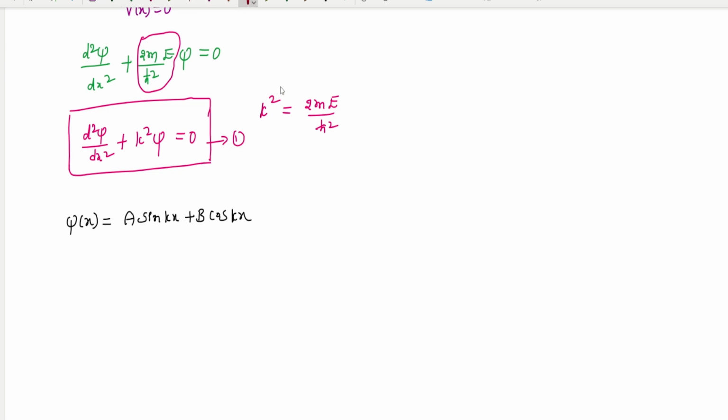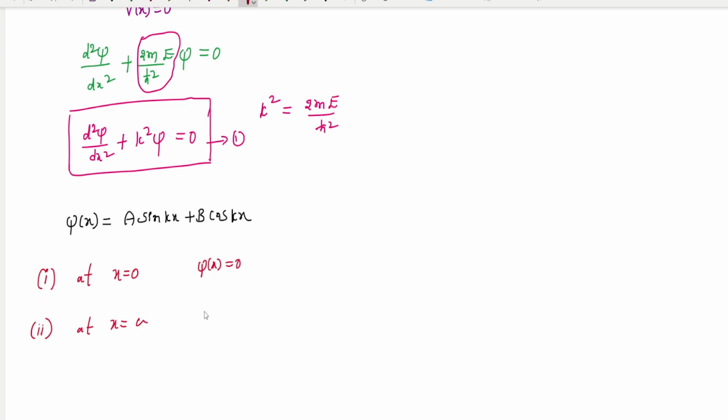One is, in case you observe clearly, two boundary conditions are there. The first boundary condition is at x equal to 0. The second boundary condition is at x equal to a. Then I'm going to write this: at x equal to 0, wave function equal to 0.